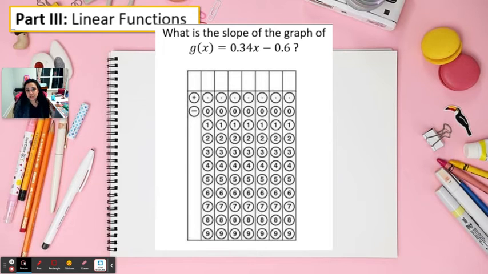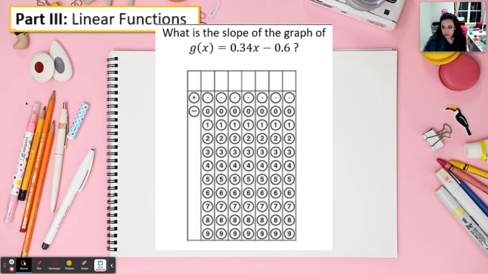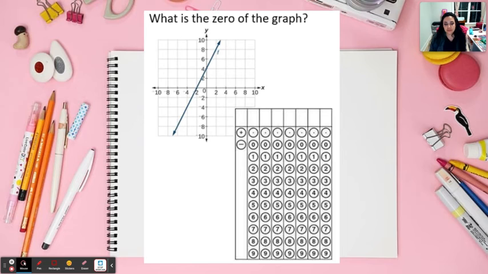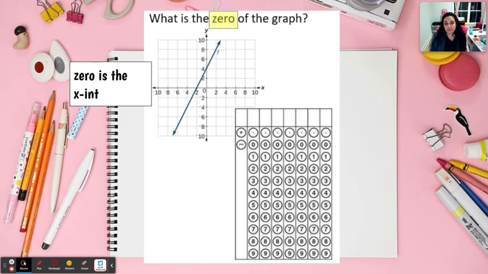All right, final part is just a review of linear functions. First one is asking what is the slope of the graph of, and it gives you the equation. So we're looking for slope. This is written in the form of y equals mx plus b. Remember, m is where your slope is located in this type of equation. This one is asking what is the zero of the graph. Remember, 0 is the x-intercept.